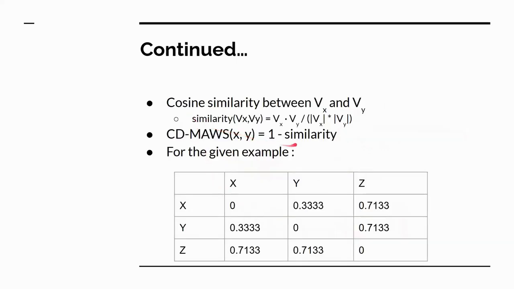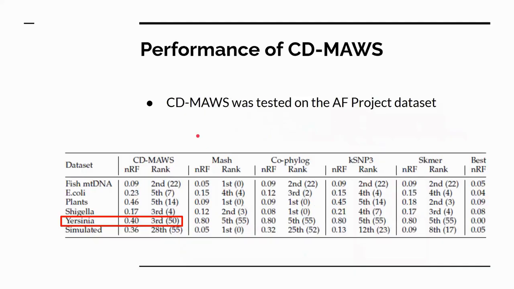Now, by using this formula, we can calculate the cosine similarity between Vx and Vy. CD-MAWS of X and Y will be calculated by subtracting it from 1. By looking at the table, we can see that the more closely related the sequences are, the less the distance will be. Now, CD-MAWS was tested on the AFproject dataset.